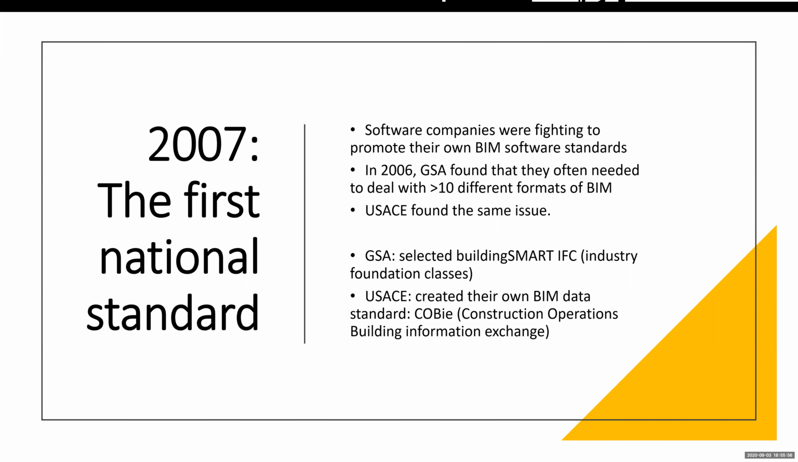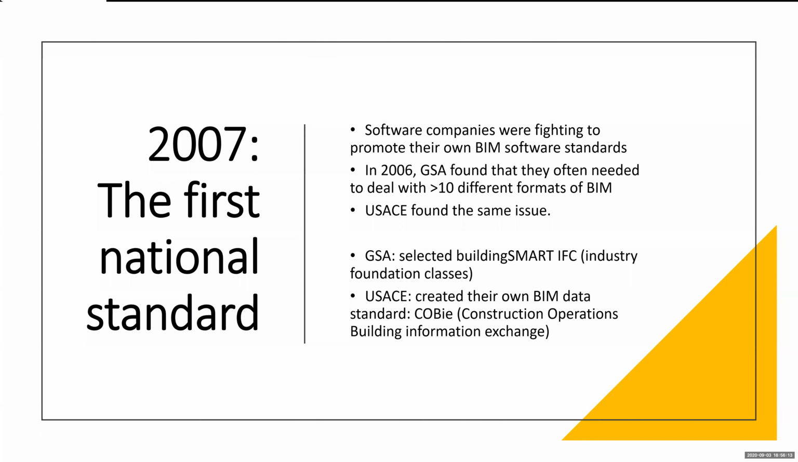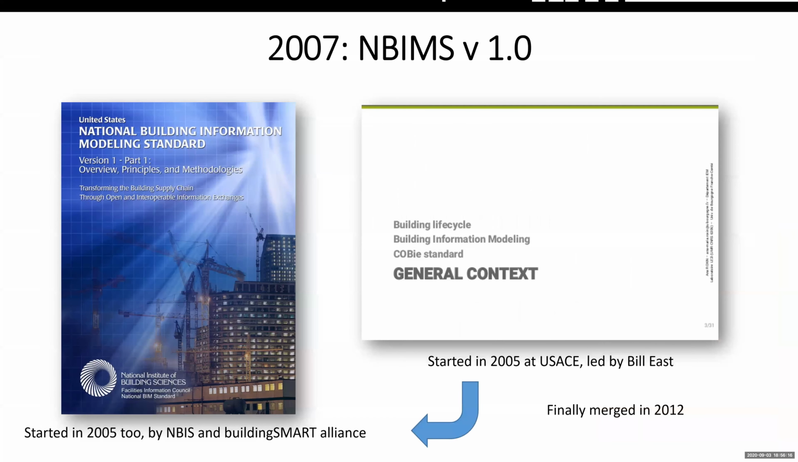But the USACE actually created their own standard called COBie, Construction Operations Building Information Exchange. Have any of you heard about COBie? Nobody? All right. Those are two standards developed in parallel, but finally COBie was merged into IFC. So in 2007, the first national BIM standard, called NBIMS V1, was announced. It talks about IFC and all the technical aspects of building information modeling. And in 2012, this COBie standard, independently developed by the USACE, was finally merged into this National Building Information Modeling Standard. So now we have a common standard, which is called NBIMS.